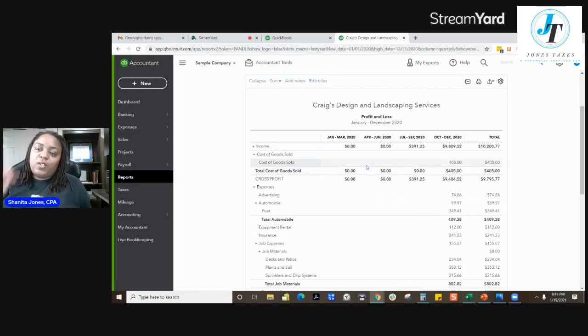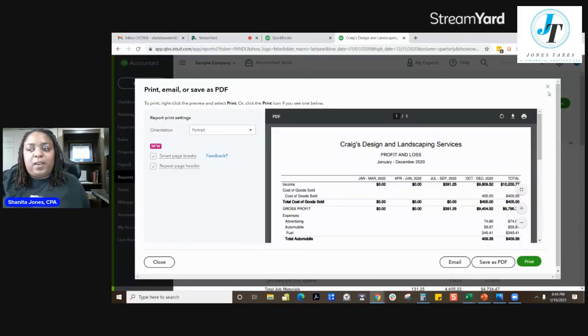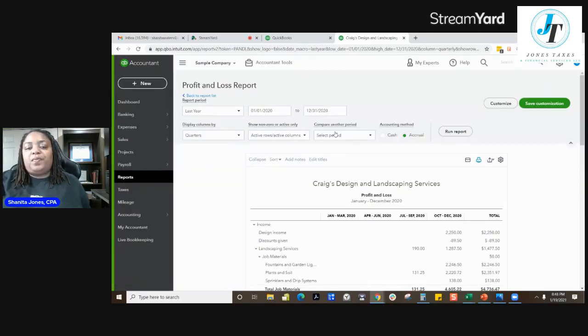You can do this one or two ways. If you're really feeling savvy, you can do it the way I do it. If you're not feeling savvy or you're afraid you're going to mess it up, you can go ahead and print this report. And I'm not going to really print it. You could go ahead and print this report and manually compare it.